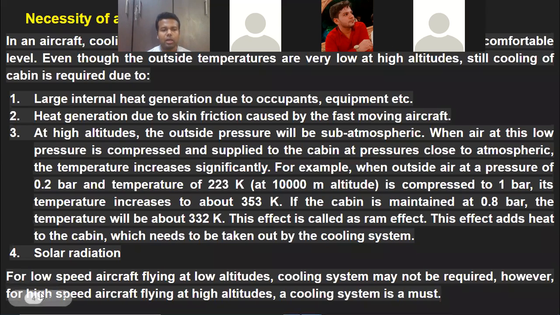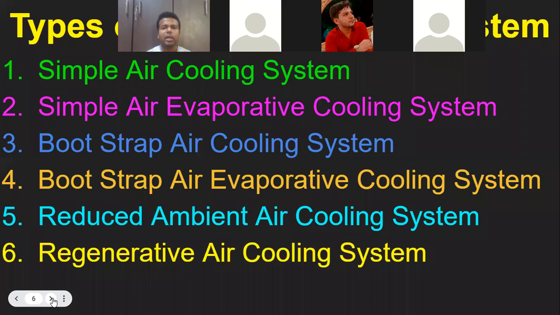With this, we will conclude today's session. In the next session, we will see the types of air refrigeration systems: simple air cooling system, simple air evaporative cooling system, bootstrap air evaporative, reduced ambient air, and regenerative air. Our main focus will be on the first, the simple air cooling system, and the bootstrap air cooling system. In the next lecture, we'll continue with these air refrigeration systems.